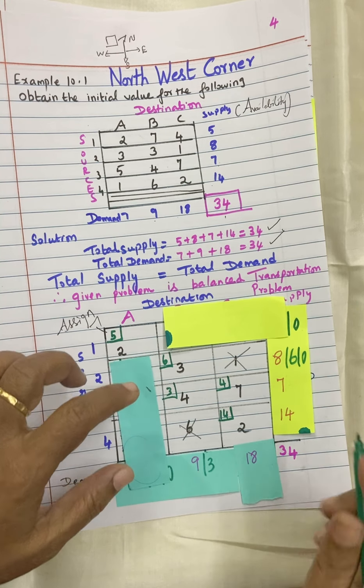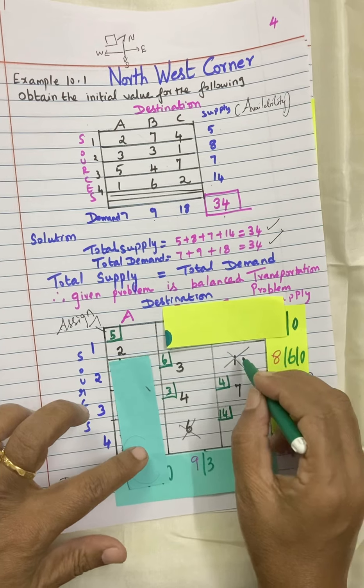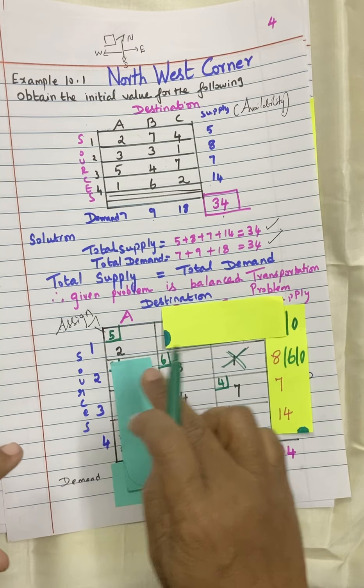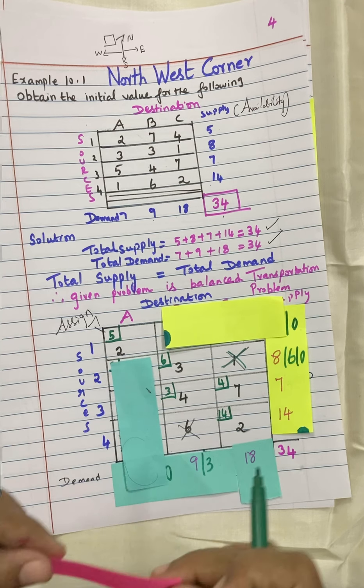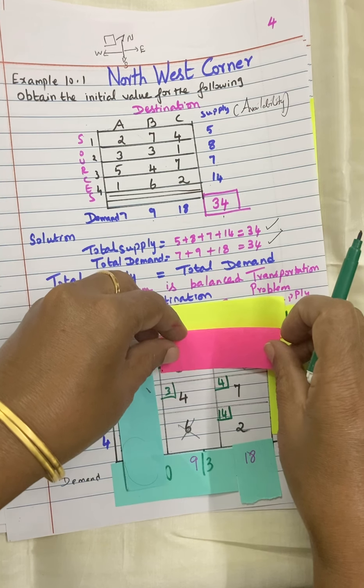Okay. So which becomes a 0 now? This becomes 0. So I don't want this number. You close that also. You close it. This becomes 0.